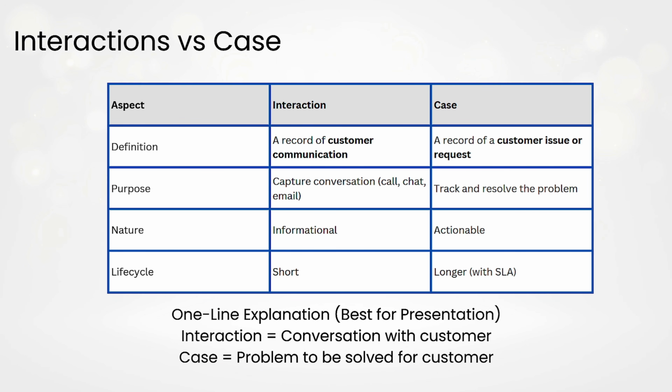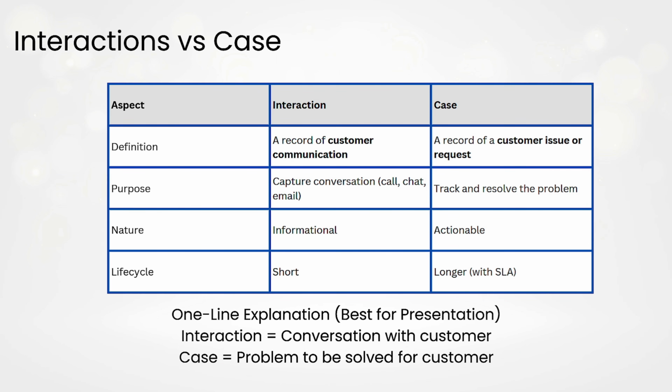Think of an interaction as a simple record of conversation with a customer. That's it. Every time a customer contacts support, that contact is logged as an interaction. It's basically saying, hey, this customer called us or chatted with us or emailed us. That's it. If a person is able to get the answer through the conversation only, that's fine. The interaction gets closed right there itself.